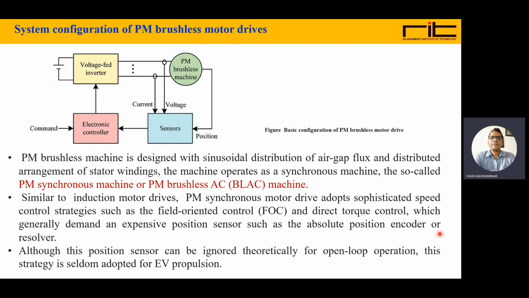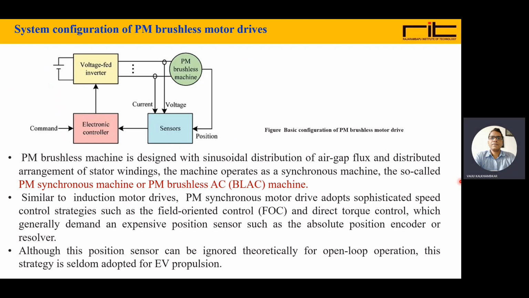System configuration of permanent magnet brushless motor drives. The figure shows the system configuration of permanent magnet brushless motor drive. The PM brushless machine is designed with sinusoidal distribution of air gap flux and distributed arrangement for stator windings. The machine operates as a synchronous machine, so called permanent magnet synchronous machine or PM brushless AC, that is BLAC machine.